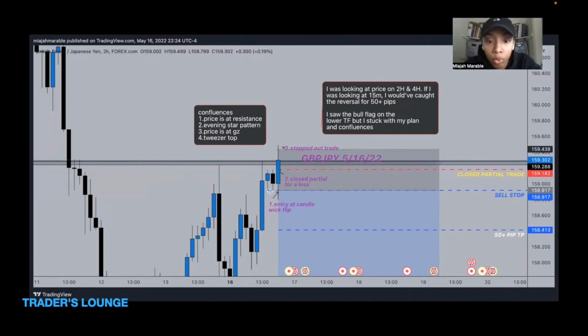Once price broke right here in this area, price came down a little bit. I was like, okay, good, I'm in the trade. I have my stop loss above this resistance area right here. This was the tweezer top also, the evening star and a tweezer top right here. Once I saw price come up a little bit, I closed partial for a loss, and I was eventually stopped out of the trade.